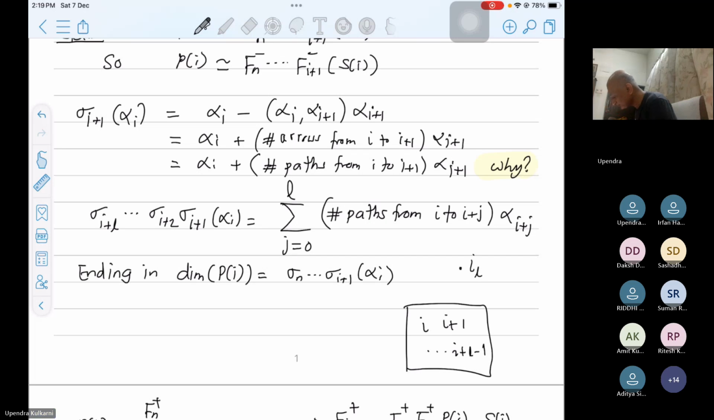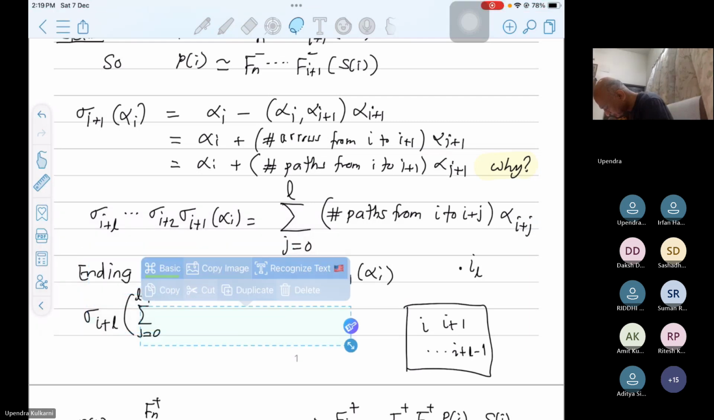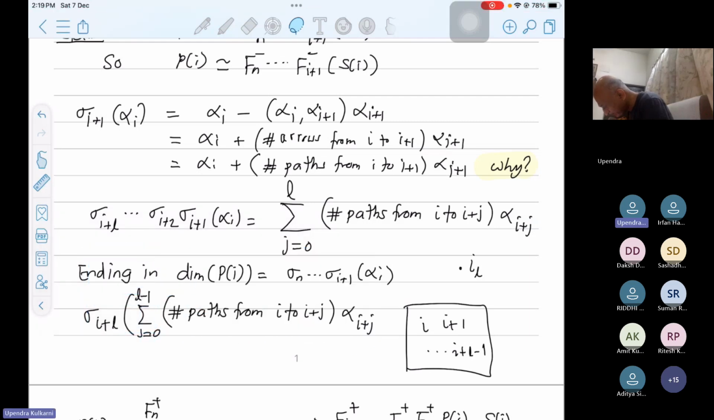What happens when I apply sigma i plus L to that entire expression? Remember that entire expression is now the summation, j going from 0 to L minus 1, of the same thing, this guy over here. So this is what I have by induction. And now I'm going to apply the sigma i plus L to it. Well, what happens?